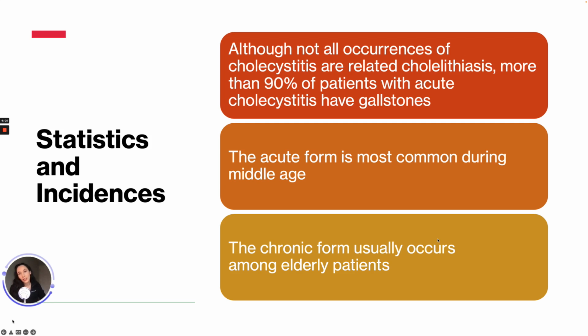So, statistics. Although not all occurrences of cholecystitis are related to cholelithiasis, I don't even know how to say this, more than 90% of patients with acute cholecystitis have gallstones. The acute form is most common during middle age, and the chronic form usually occurs among the elderly.